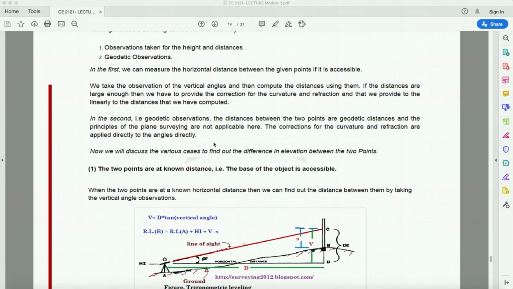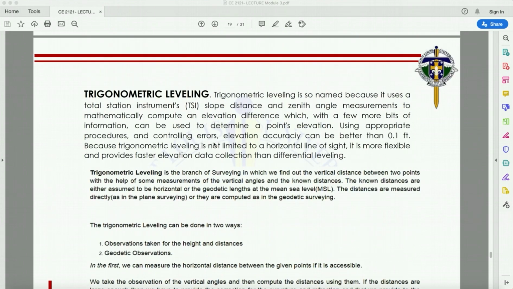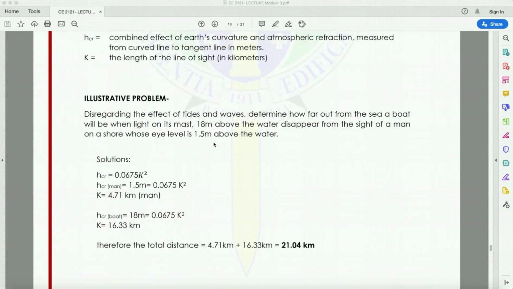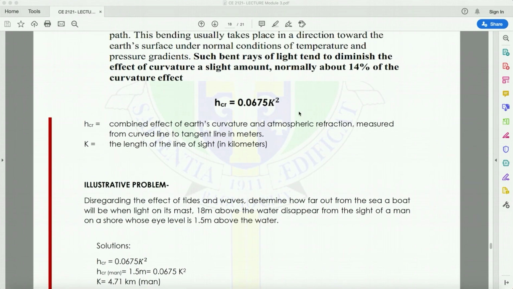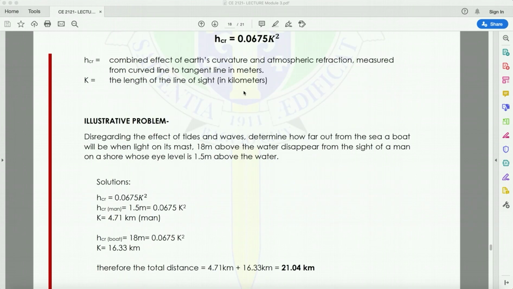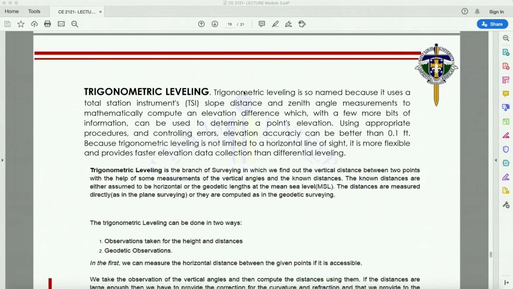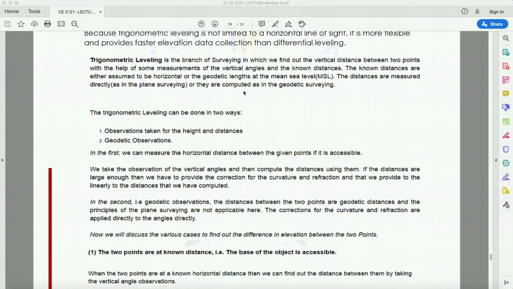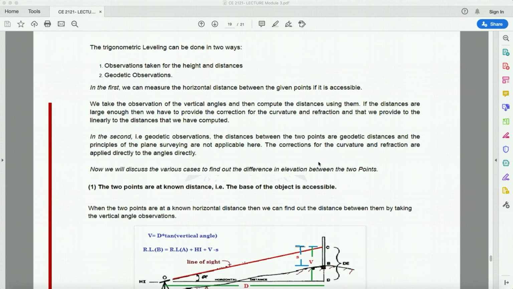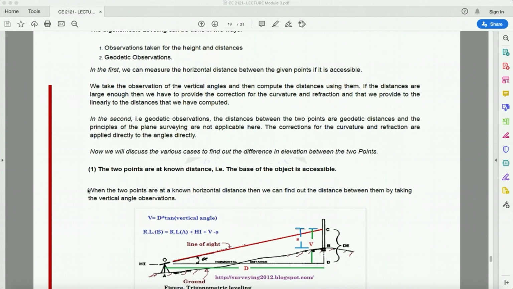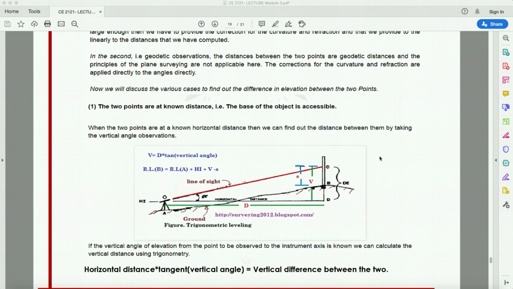Okay? So, yung equation na trinay natin kanina, yung HCR, this can only be applied on plane surveying. Okay? Plane surveying yan. But if we are already using the geodetic observation, then we will directly apply the correction on the angle.